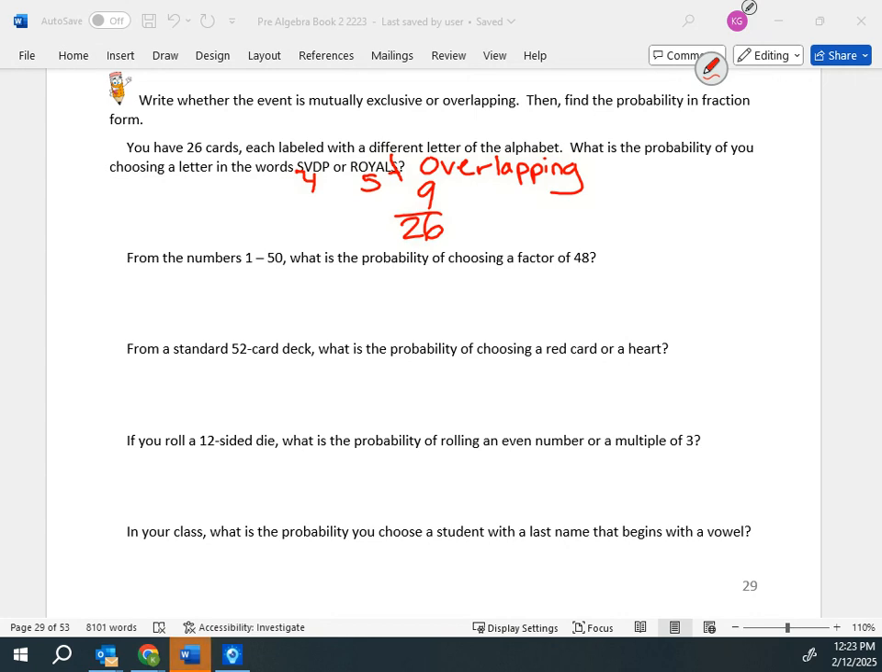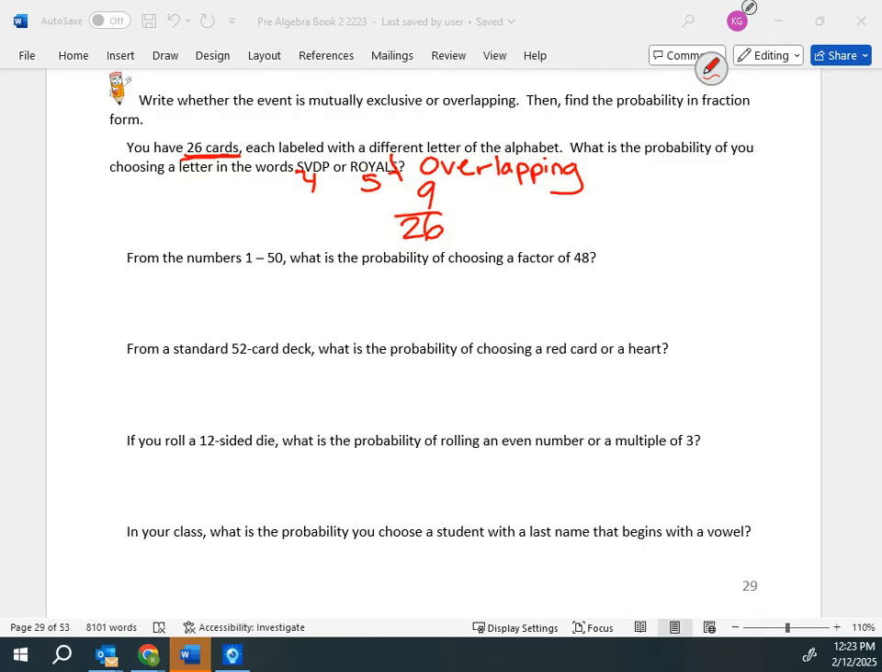We know that there are 26 cards altogether. That's the total possible outcomes, so that goes on the bottom. So 9 out of 26 is our probability. Can I simplify that? No. They don't share any factors to divide down. So my final answer for the probability is 9 out of 26.